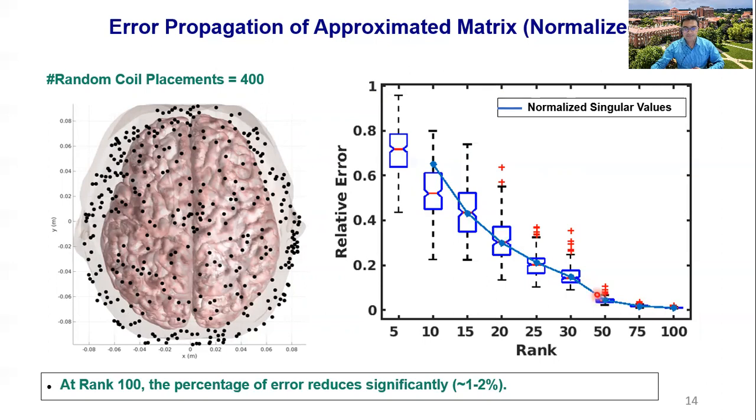And as you can see, up to the rank of 100, the relative error reduces to within 1 to 2%. So let's just focus on this rank 100. Let's discard the lower ranks. We just focus on a single rank here and find out what the result is across different subjects.